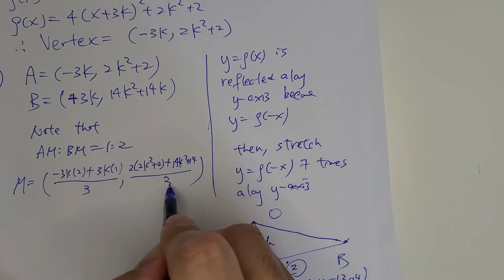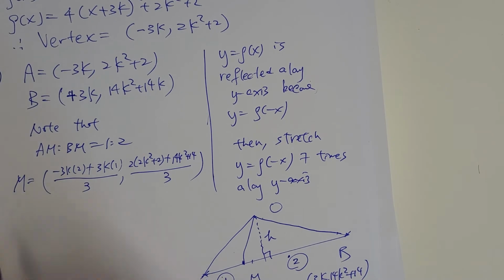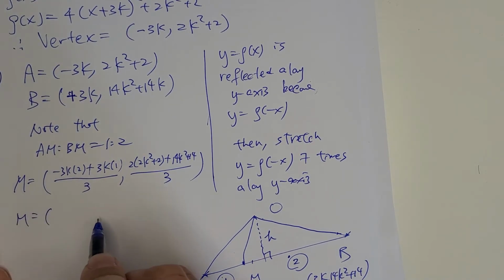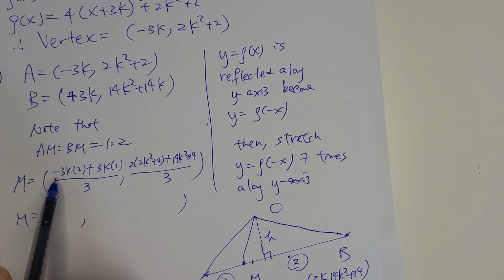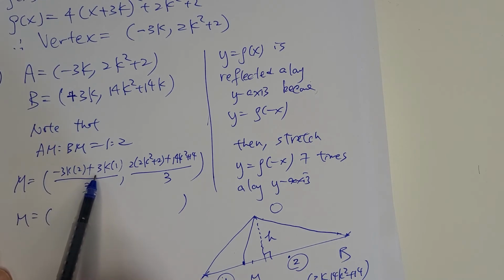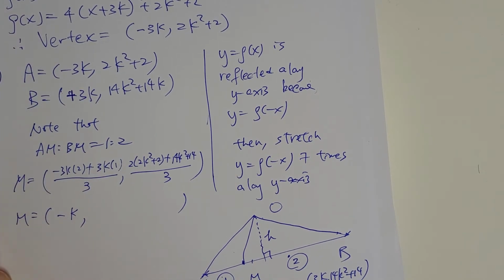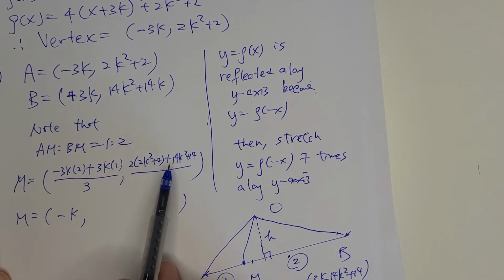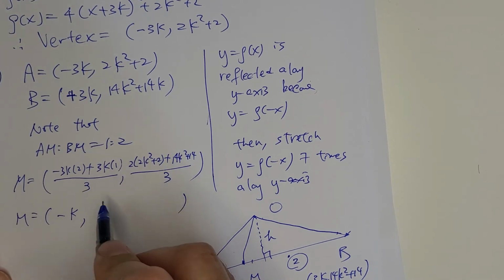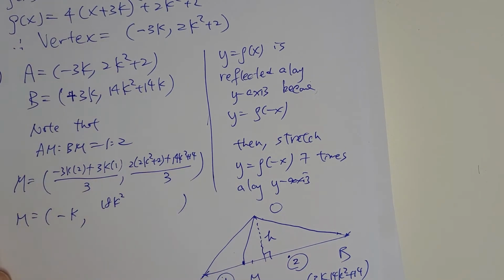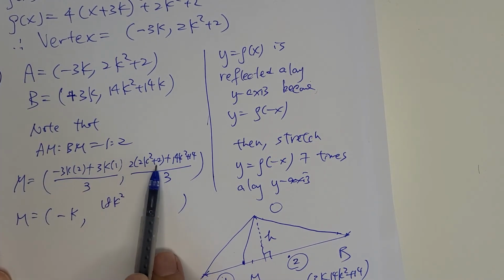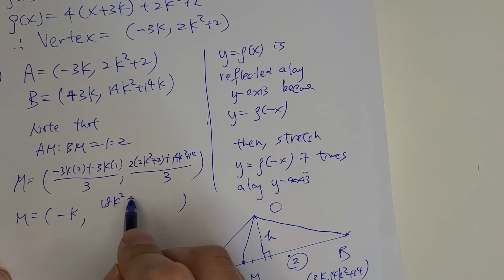And then over 3 again. So you can see that it can be simplified as negative 6k plus 3k, that is negative 3k, over by 3, so negative k. And here, 4k squared plus 16k squared, that is 18k squared. 2 times 2, that's 4. 4 times 14, 18.